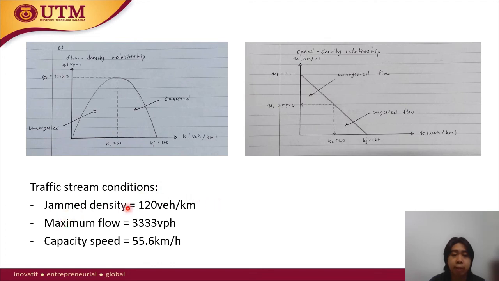So, for the traffic stream conditions, the jam density is 120 vehicles per kilometer. The maximum flow of the traffic flow is 3,333 vehicles per hour, and the capacity speed is 55.6 km per hour. So that's all for me, and thank you for listening.